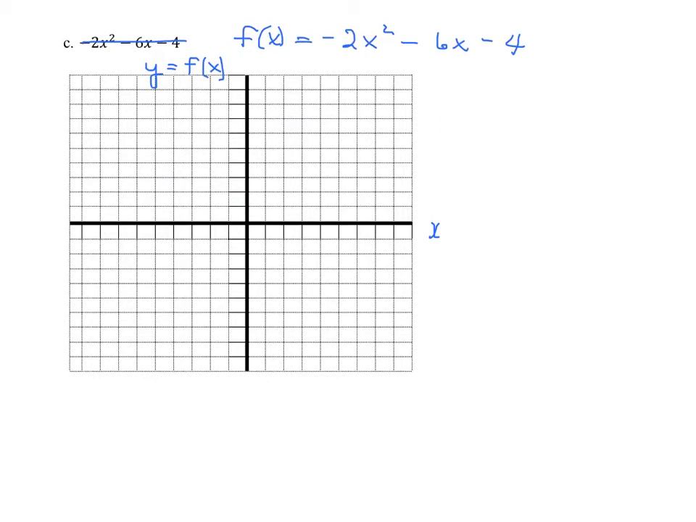So the first thing we're going to do is decide what a, b, and c are. a is equal to negative 2, b is equal to negative 6, and c is equal to negative 4. So first thing we're going to decide, is it up or down? Well, it's down because a is less than 0. So it opens down like a frown.